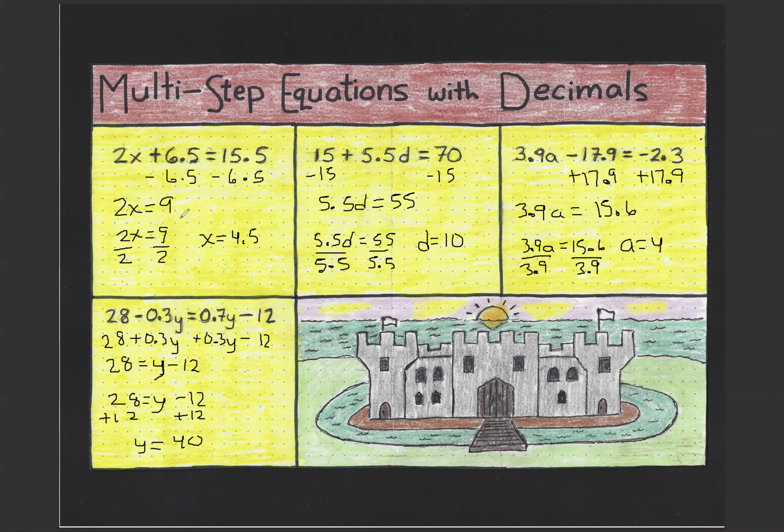We have 2x plus 6.5 is equal to 15.5. 15 plus 5.5d is equal to 70. 3.9a minus 17.9 is equal to a negative 2.3. And 28 minus 0.3y is equal to 0.7y minus 12.